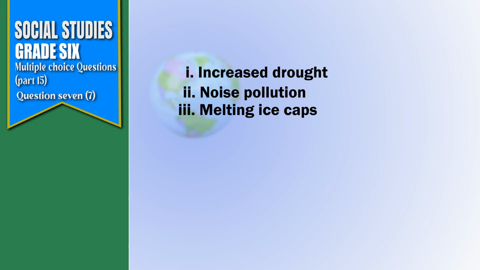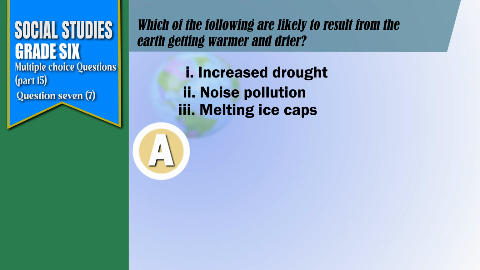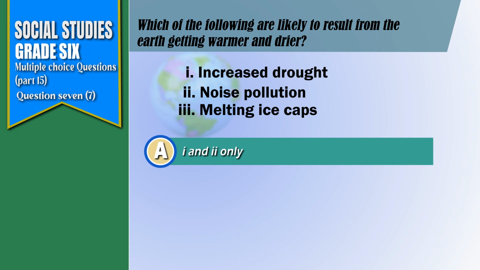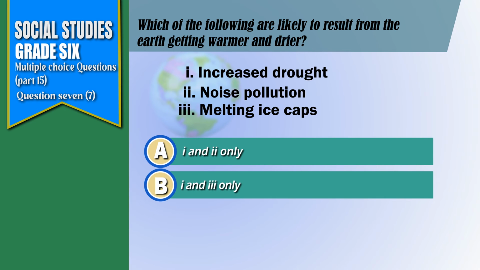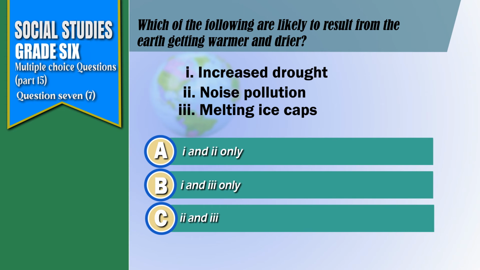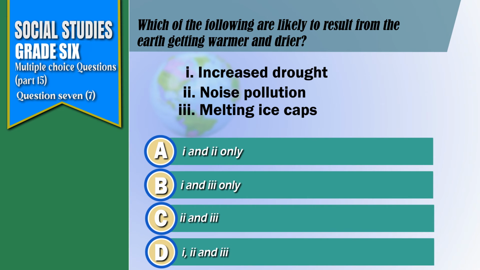Which of the following are likely to result from the earth getting warmer and drier? That's question 7. 1. Increased drought. 2. Noise pollution. Or 3. Melting ice caps. Of course, there is a combination for the answer to this question. So, which of the following are likely to result from the earth getting warmer and drier? A. 1 and 2 only. B. 1 and 3 only. C. 2 and 3 only. Or D. 1, 2 and 3. The answer to question 7 is B.